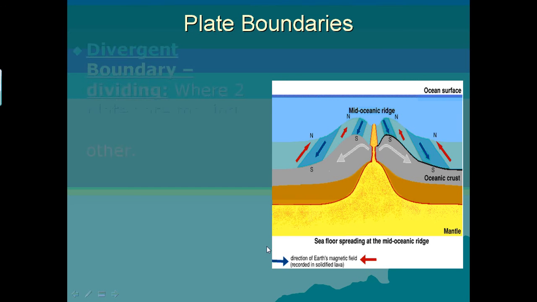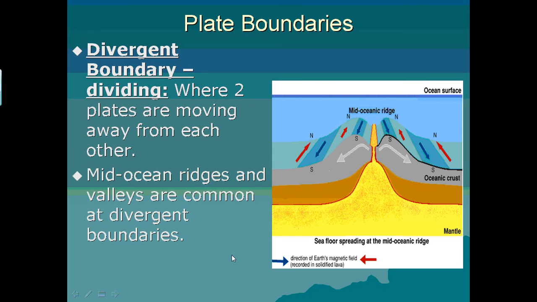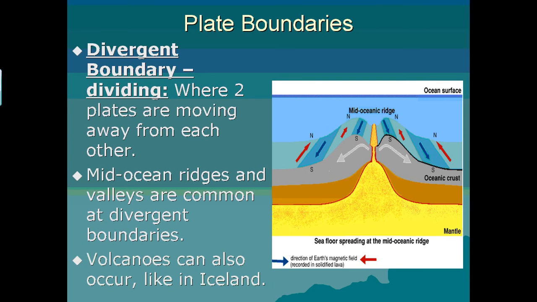The second type of plate boundary is a divergent plate boundary, and this is where plates are moving away from each other. So these plates are actually dividing or moving away from each other. When this happens, we get what's called a mid-ocean ridge, which is kind of like an underwater mountain, and valleys can also occur here. Along with those, volcanoes can occur, like with Iceland. Iceland's actually right in the middle of a divergent boundary, which Iceland also has volcanoes.